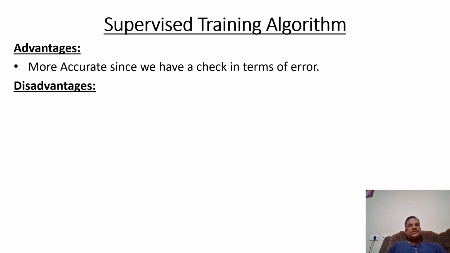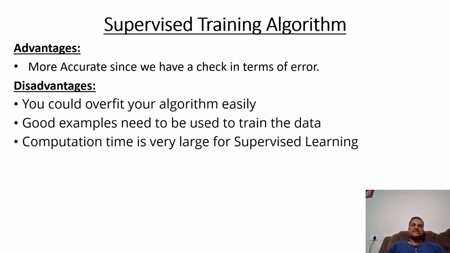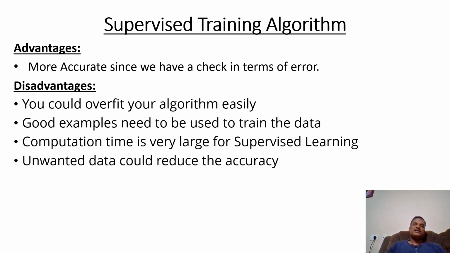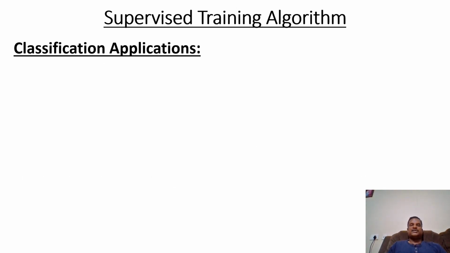Advantages: more accurate. Disadvantages: when you give too much information, it may make a wrong decision. So always a good example is needed, and past history should be perfect. Computation time is very large, which is one of the major drawbacks of deep neural networks also. And if the data set is incorrect, it may bring losses.